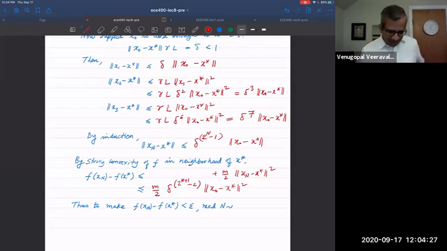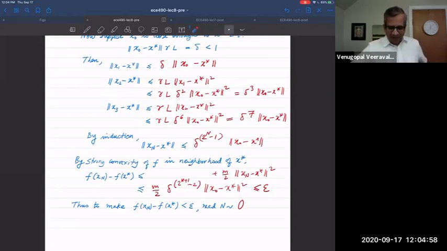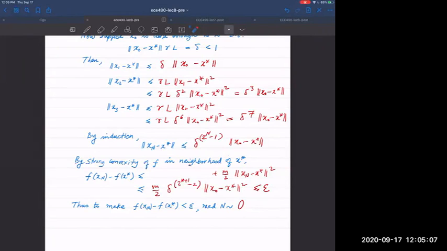Okay, which means that if I want to make this difference less than epsilon, then I need to choose n of the order of what? Is it log 1 over epsilon, or what? Anyone? If I want to make this thing less than something times epsilon, what order should I choose n? Is it log of log? Log of log, very good.